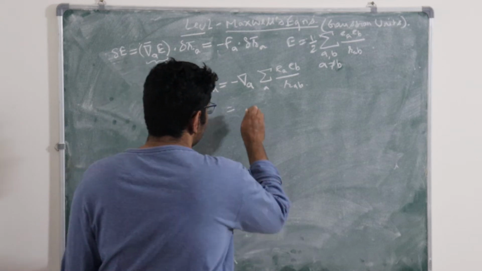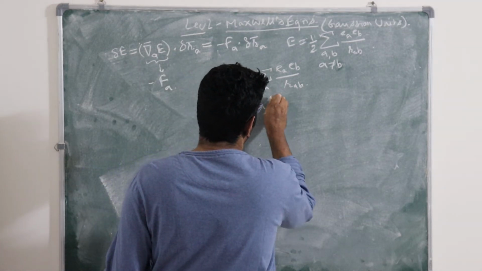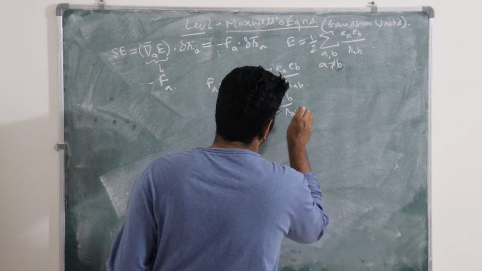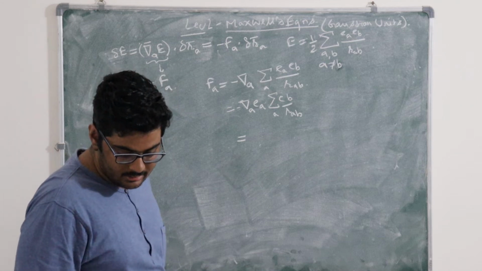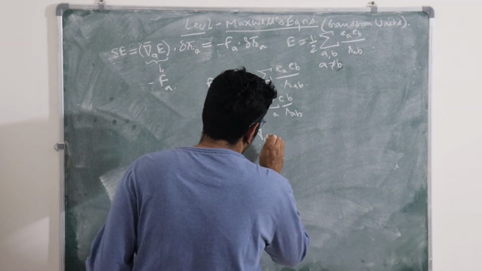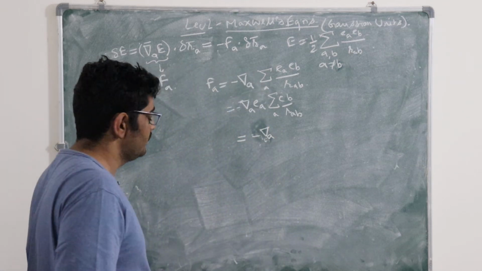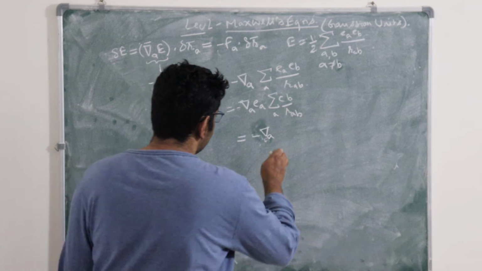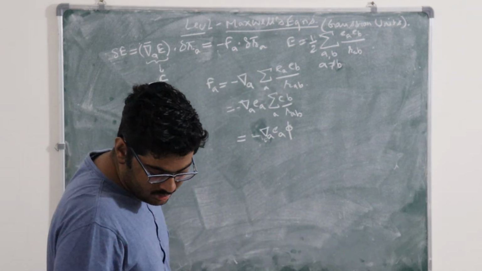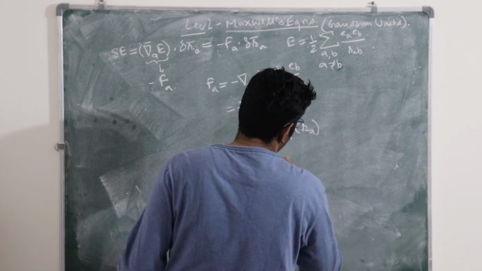If we pull out the gradient with respect to A, we have EB by RAB, and then we have the gradient over A of E A phi at the point R A.